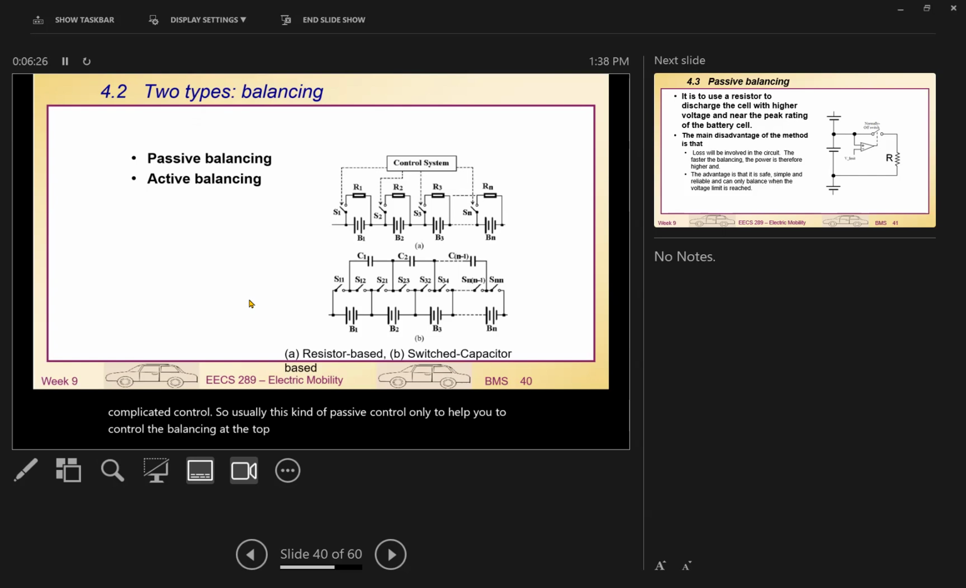Another method is like this, using a capacitor. You can see that we can use different arrangements of the switches so that we can copy this capacitor voltage to here, or copy this battery voltage to here, and then copy this back to here. Using this so-called copying, not really copying, equalization, we can make sure that all the battery voltages will be equal. But this method is a little bit slow.